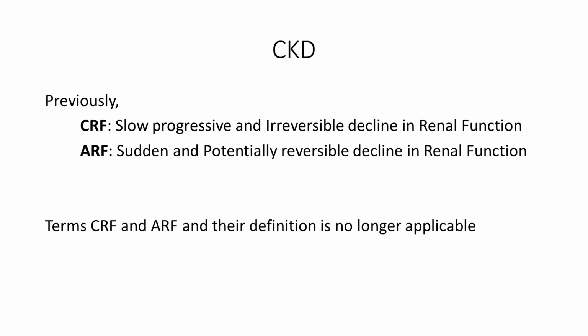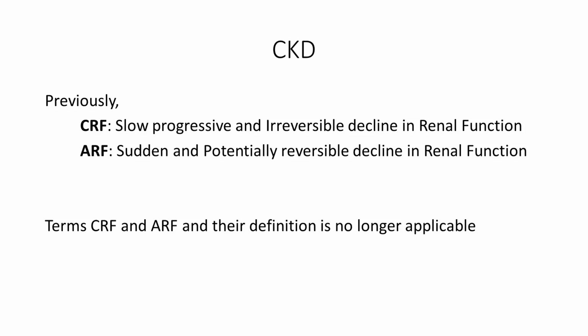Now, you see, previously the definitions of chronic kidney disease and acute kidney injury were very simple. Chronic kidney disease was called CRF, or chronic renal failure, and it was a progressive and irreversible decline in kidney function. Similarly, acute kidney injury, which we have already discussed, was defined as sudden and potentially reversible decline in kidney functions. But these terms are no more used. Instead of chronic renal failure, we use chronic kidney disease. And instead of acute renal failure, the term nowadays used is acute kidney injury.